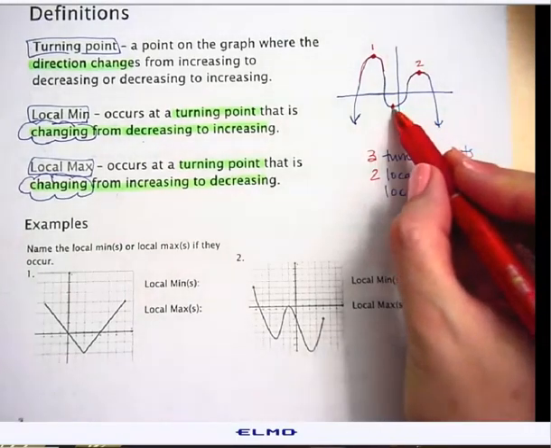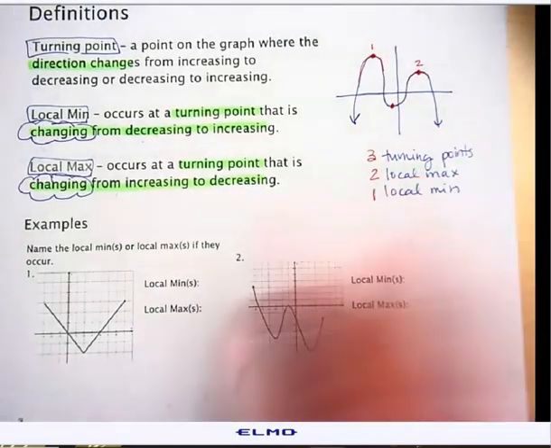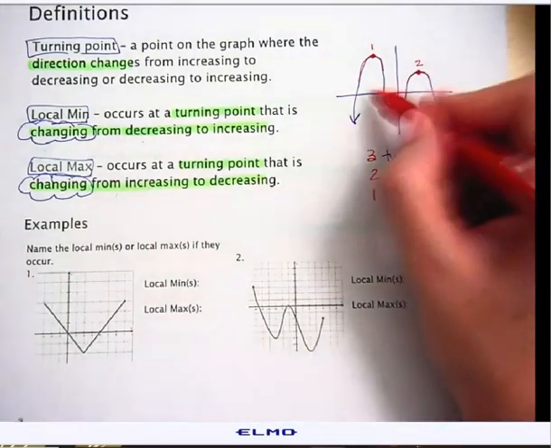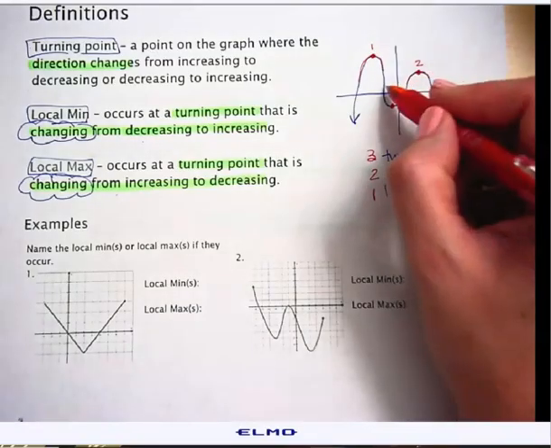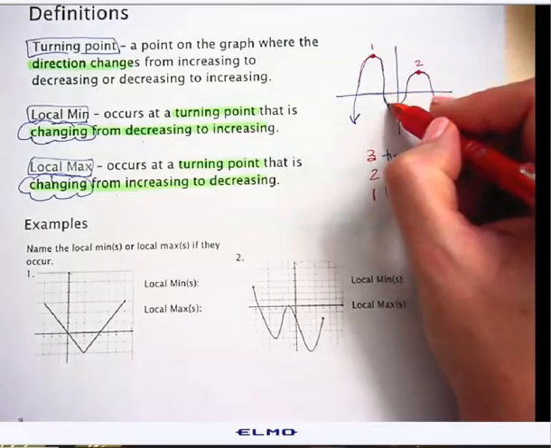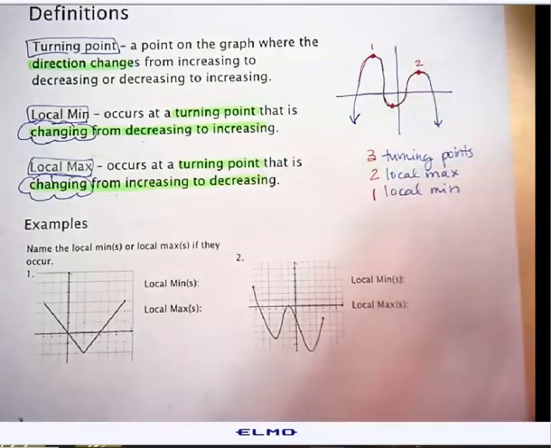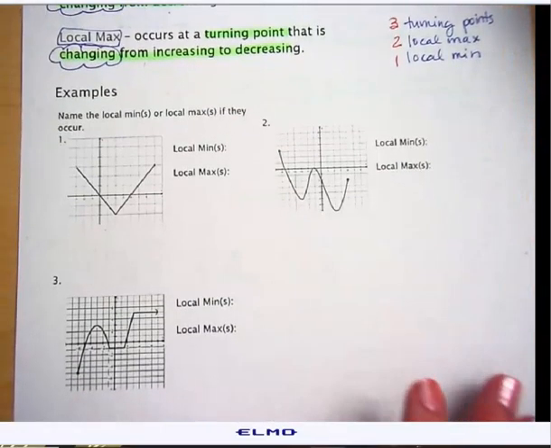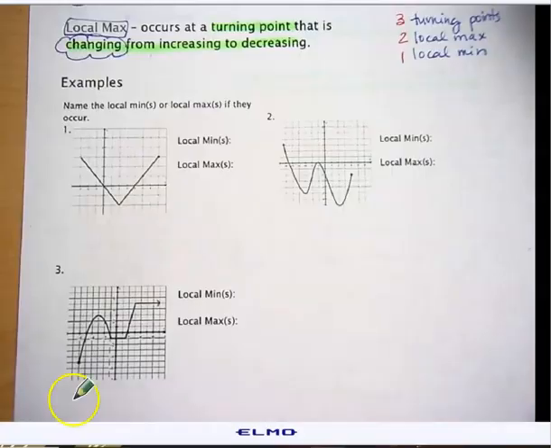And then this one here is a local min. That's going from decreasing to increasing. So as we go left to right, think about a roller coaster. It's decreasing here and then changes to increasing there. So we say that's a local min. So on these next few problems, we're going to identify local mins and maxes.